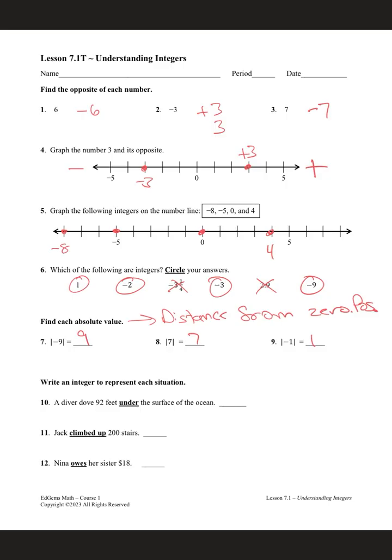Numbers 10 through 12. On numbers 10 through 12, it says write an integer to represent each situation. So number 10, a diver dove 92 feet under the surface of the ocean. That would be negative 92 because he went under the ocean. Number 11, Jack climbed up 200 stairs. So if he climbed up, that would be a positive. Okay, so positive 200 with the symbol or just 200. Either one of those works.